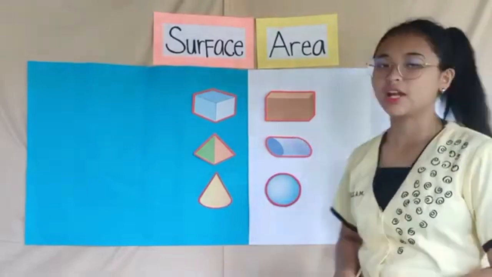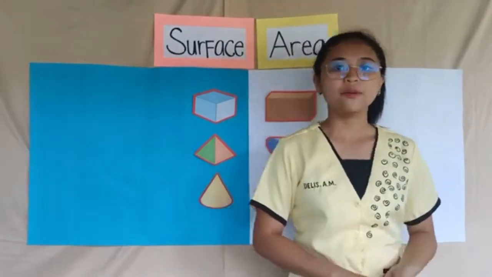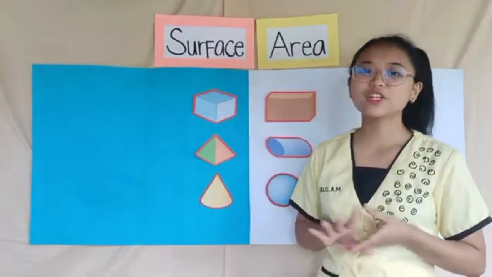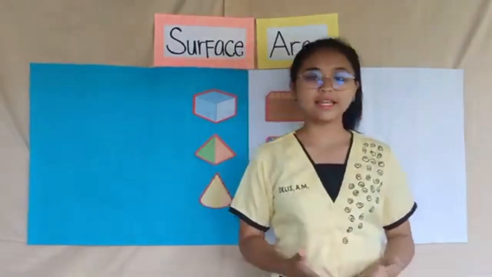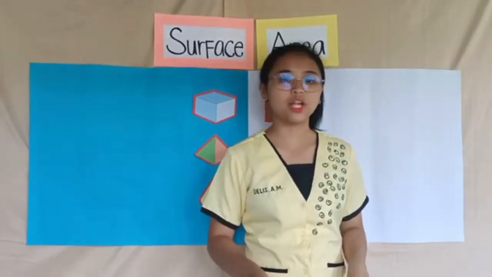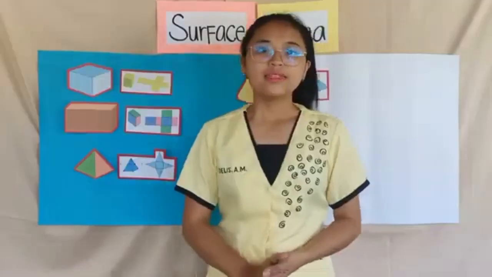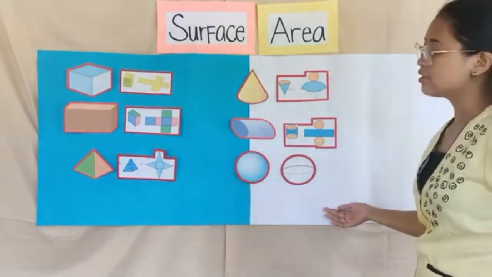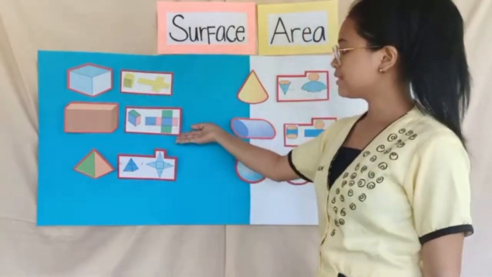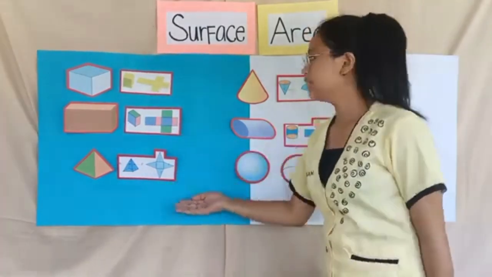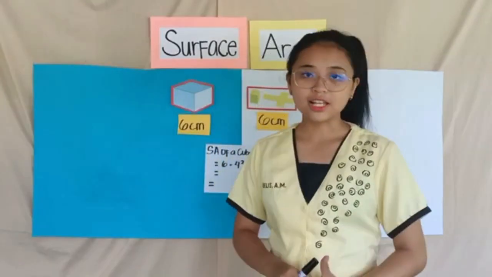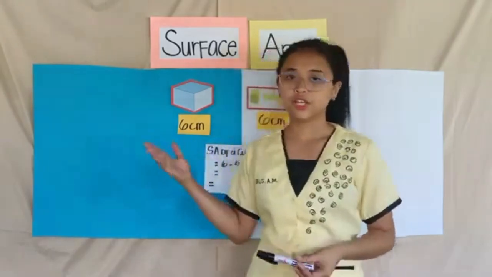And these are what we call nets of solid figures. So what are these nets of solid figures? These are used to describe what a 3D shape would look like if it was opened out and laid flat. A net is what a 3D shape would look like if it was unfolded. This is how it looks if these objects are unfolded. So this is the cube, rectangular prism, square pyramid, cone, cylinder, and sphere. Now, let us find the surface area of a cube.